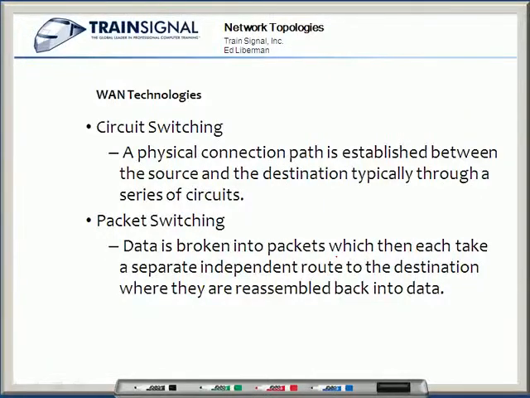Whereas packet switching is where the data is broken into packets. So you take a chunk of data, break it into a bunch of different packets, which will each then possibly take separate independent routes over to wherever their destination is, where they then get reassembled back into data. And packet switching is a way of getting increased throughput by being able to use multiple different channels of communication.